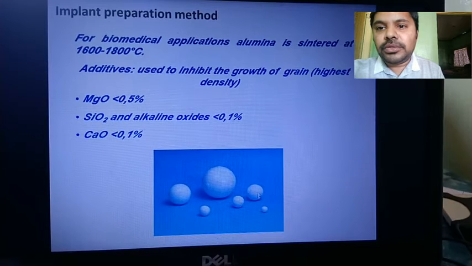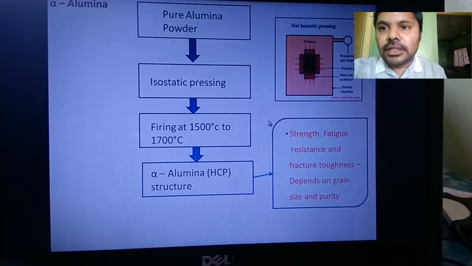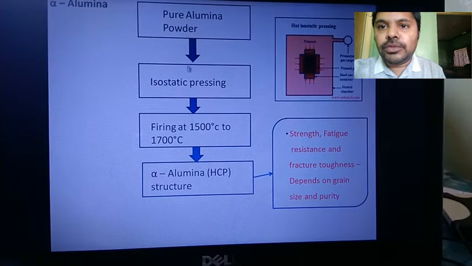This picture shows alumina balls, which are prepared by this heating method. You finally get a product as an alumina ball, which you can further process for different applications. This slide shows the preparation of alpha alumina, which is one crystal type of aluminum oxide. First, pure alumina powder is taken and exposed to isostatic pressing, which is a manufacturing process.